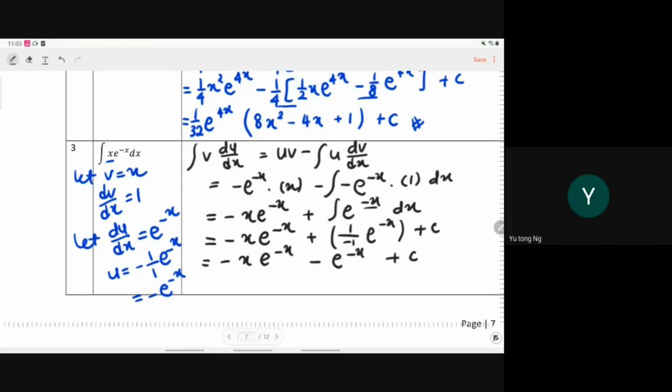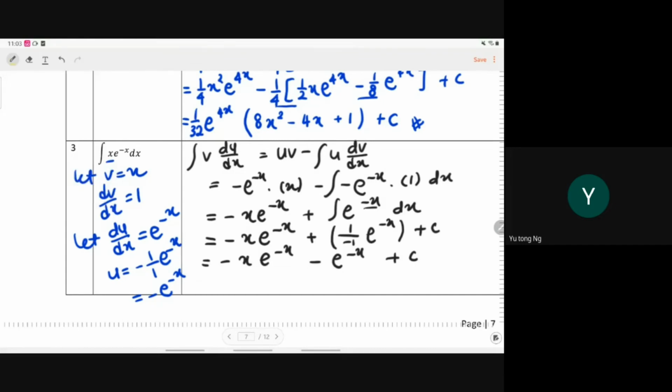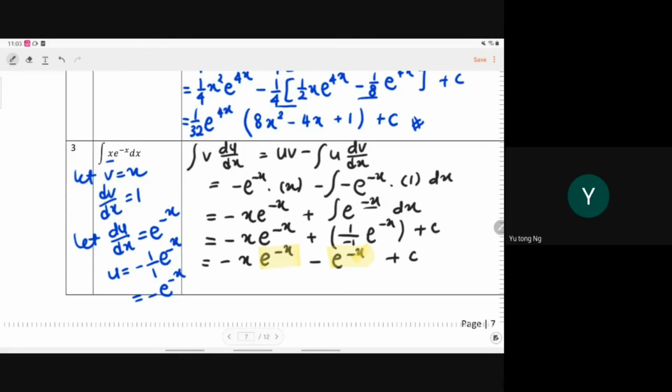Okay, so there is a common function between these two, which is e minus x, ada dekat dua-dua ni. So kita can take out the e minus x as well as the sign negative, sebab kiri kanan ada sign negative. So take out negative e minus x, leaving us here with x plus 1 plus C.